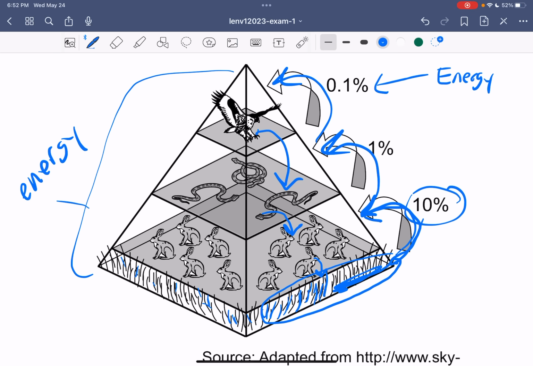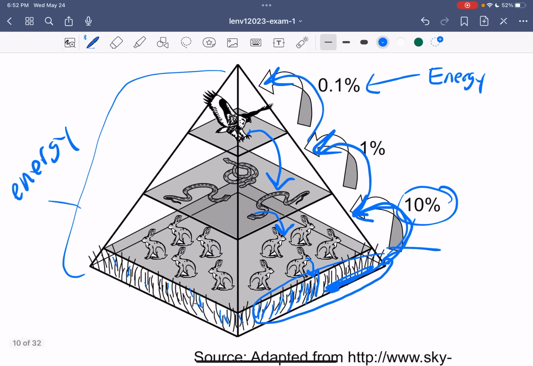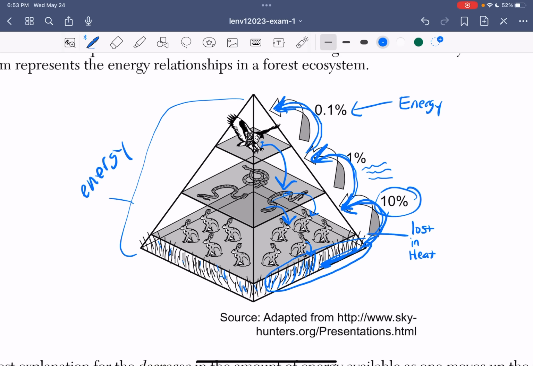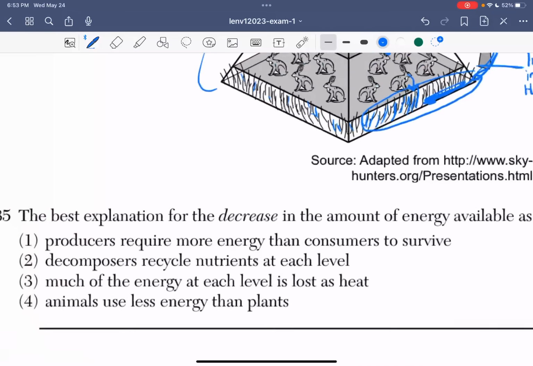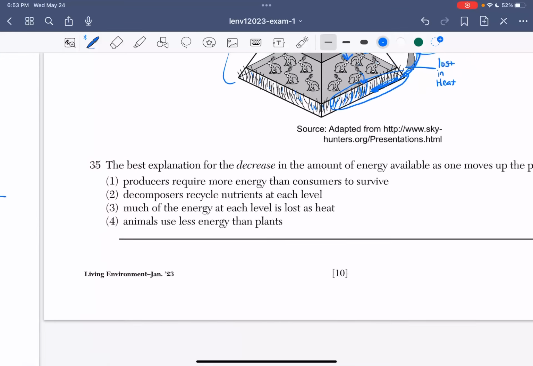A lot of the energy from the grass is lost in heat. Then, when the snake eats the rabbit, it decreases again. A lot of energy is lost in heat, and then it's consumed. And then again, at the top of the food pyramid, you get 0.1% of energy. Okay, that's what's happening. That never changes. Let's see what the question is asking now that we know that.